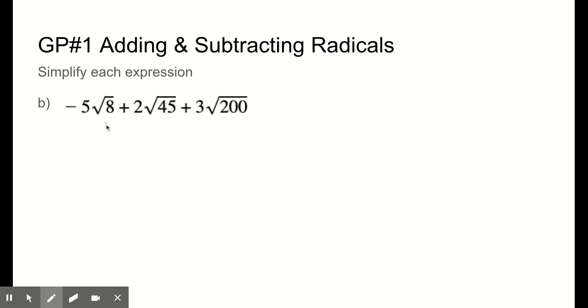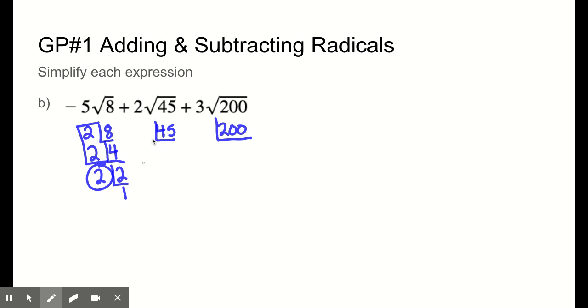So we're going to go ahead and cake 8. We're going to cake 45, and we're going to cake 200. So starting with 8, the smallest prime number that 8 is divisible by is 2. 2 times 4 gives us 8. The smallest prime number that 4 is divisible by is 2. That's 2 times 2, and 2 times 1. So we're looking for pairs. So with 2, we have a pair of 2s and a leftover 2.